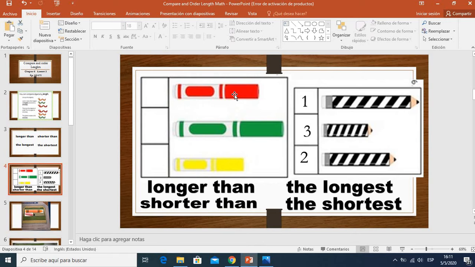If you said the green one, you are awesome. Exactly. The green marker is the longest. Now, one more question. Which one is the shortest? The shortest marker. If you said yellow, yes, great job. Yellow is the shortest marker.